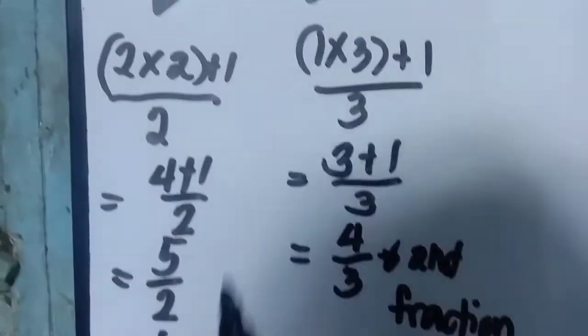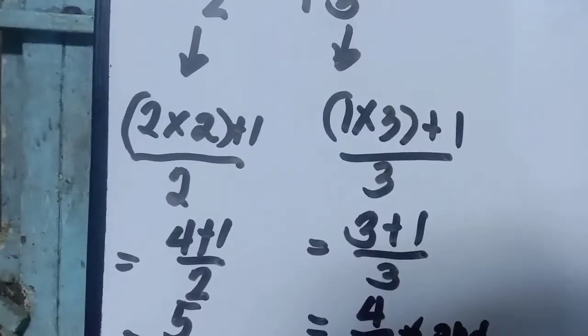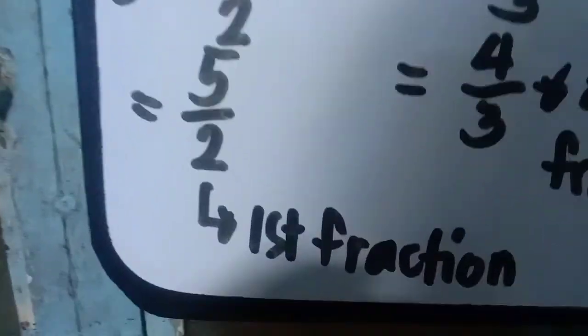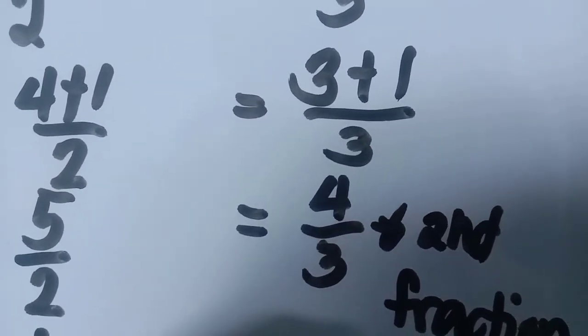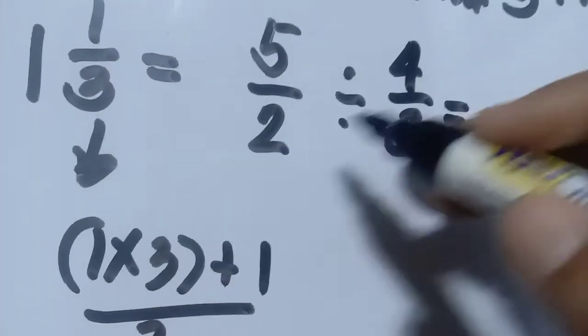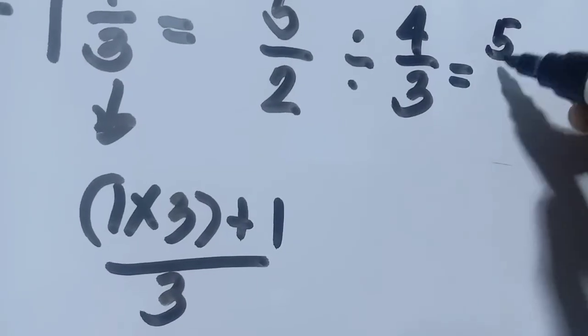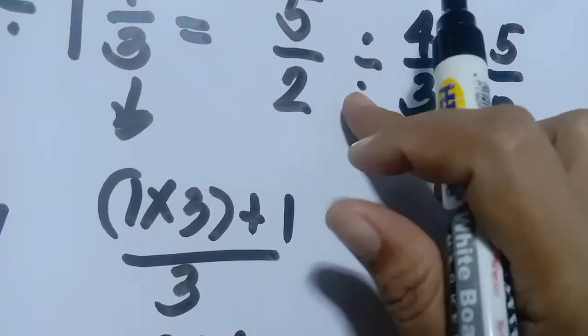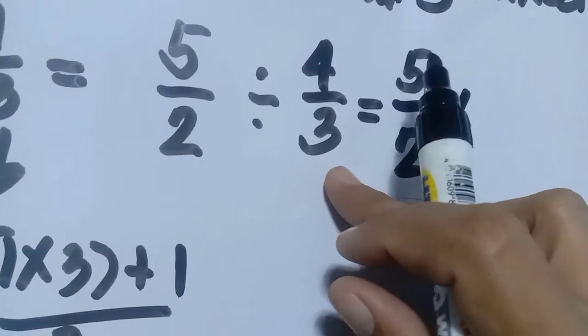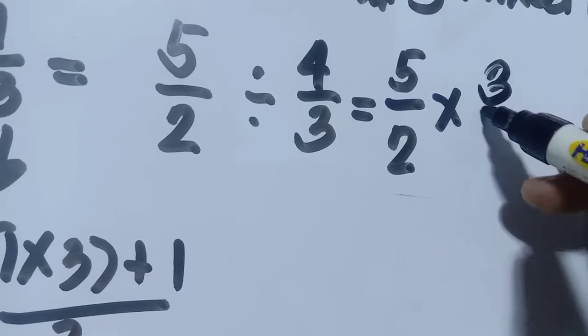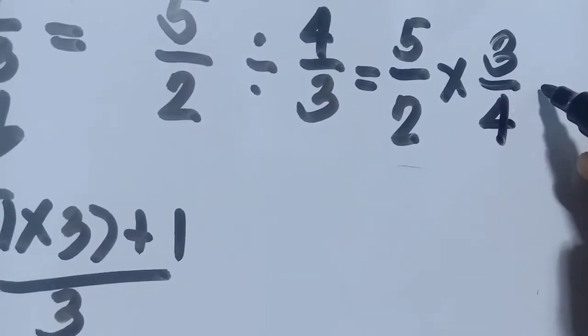Okay. So, what is our first fraction? We already converted to improper fraction. So, our first fraction is 5/2 divided by second fraction 4/3. Okay, so we will have to rewrite. Okay, keep the first fraction 5/2. Change to multiplication sign. Then flip the second fraction, 3/4.